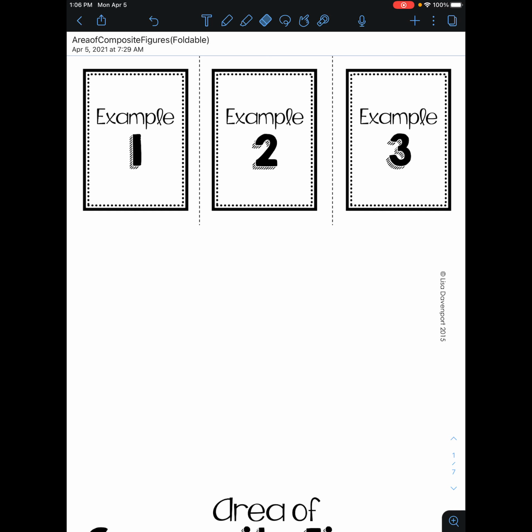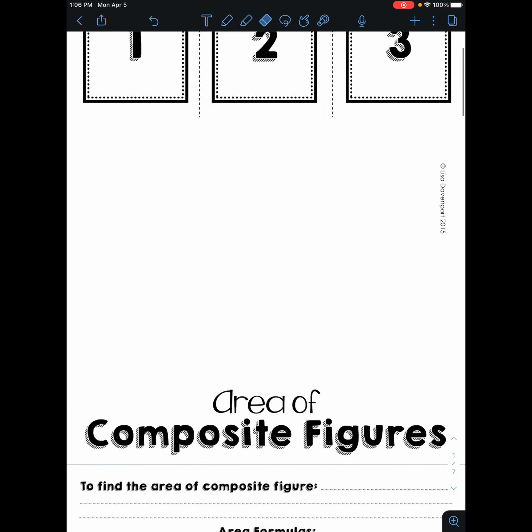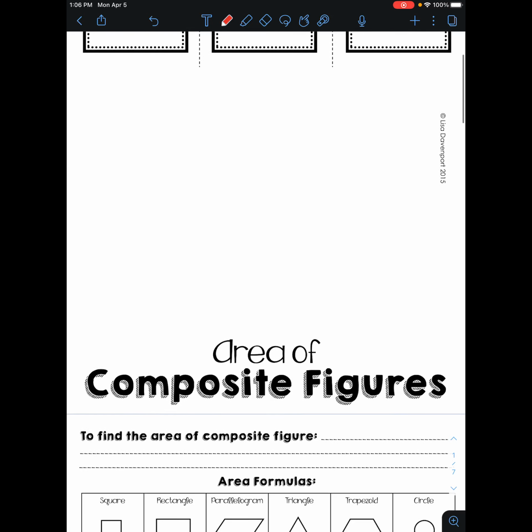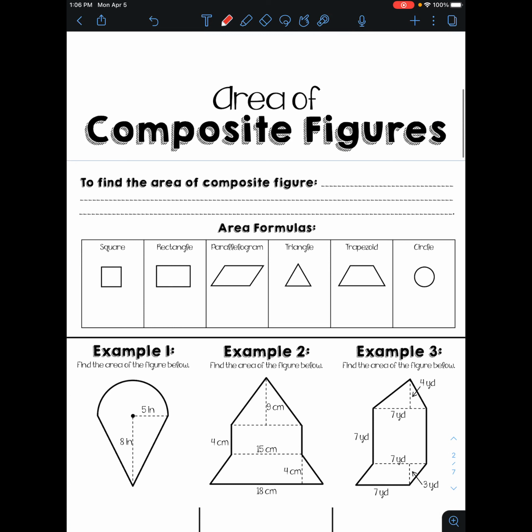Let's get it going. So this is your foldable, obviously unfolded. You have 3 examples, 1, 2, and 3. We are going to go through all 3 of them and how to do them. Today we're talking about area of composite figures. Composite figures is just when 2 or more shapes are put together to make one big shape.